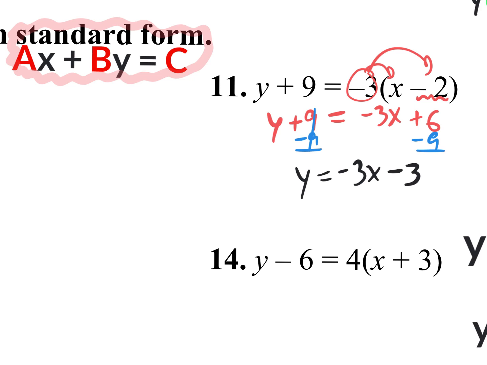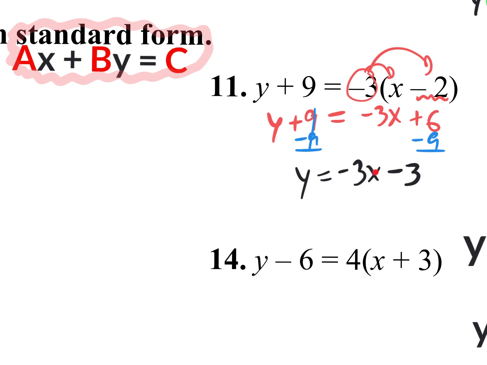That'd be cool if they asked us to change to slope-intercept form. I'd be done right there because that's slope-intercept form. It crosses the y-axis at negative 3. It drops 3, it runs 1. But they're not asking for slope-intercept form. They're asking for standard form. That's just one more step away.